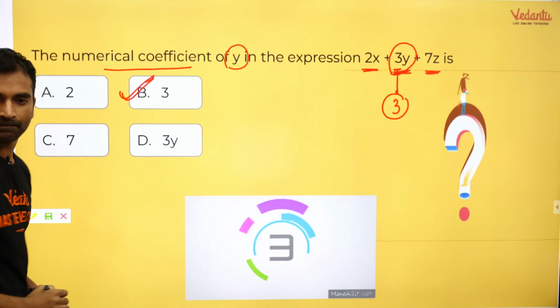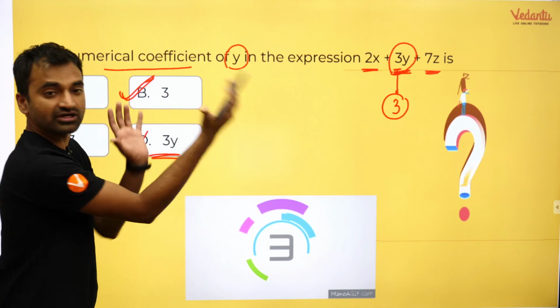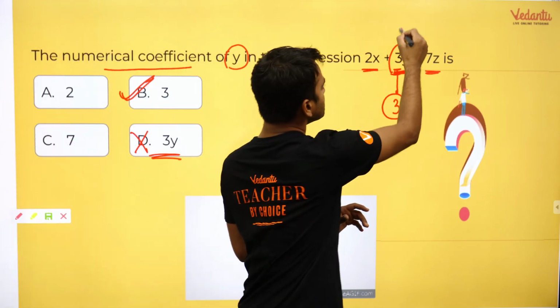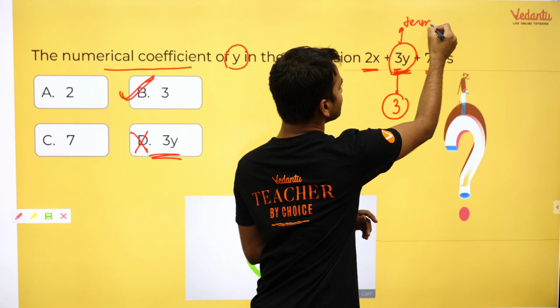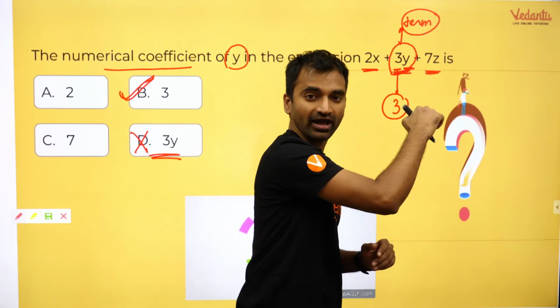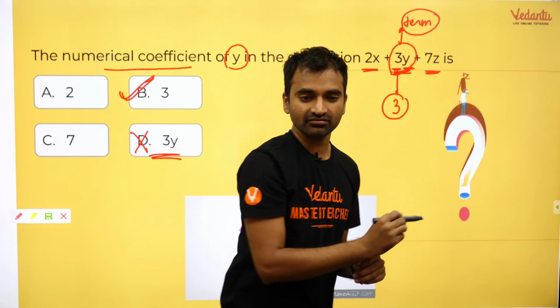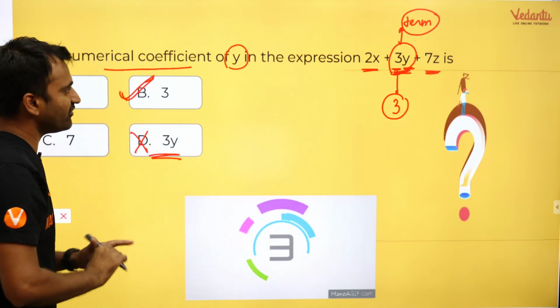I am very glad that nobody went for this. This is not the, this is the whole term. So 3y is the term. Right? And within this term, there is a variable which is y, and y has a coefficient which is 3. Is that fine, everyone? Great, great, very good.